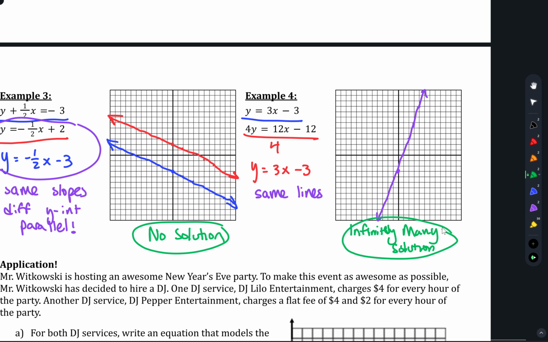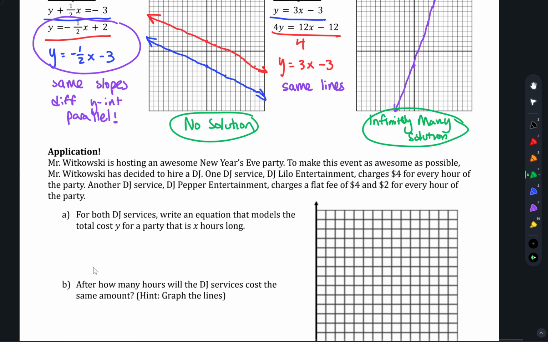Okay, so for our application, I'm going to go over this like real quickly. I just want to talk about letter A to make sure we all know how to set these up. Mr. Witkowski is hosting an awesome New Year's Eve party. To make this event as awesome as possible, Mr. Witkowski has decided to hire a DJ. One DJ service, DJ Lilo Entertainment, charges $4 for every hour of the party, and another DJ service, DJ Pepper, charges a flat fee of $4 and $2 for every hour of the party. Help me set up these equations.